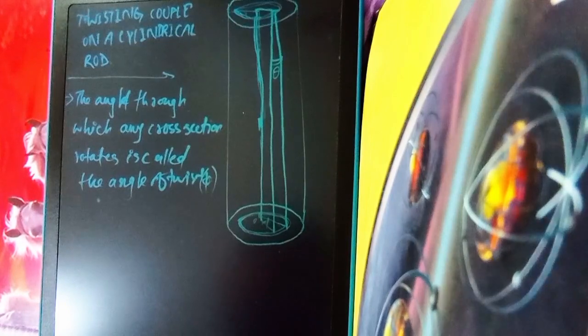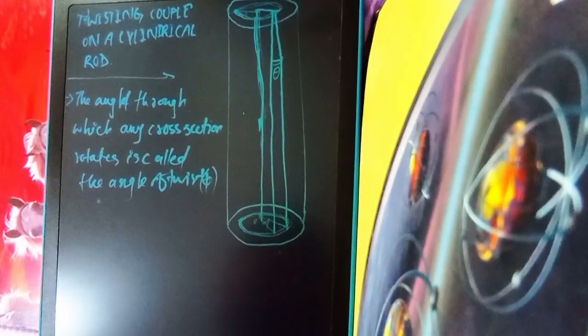Now, as the rod is twisted, a restoring couple is set up in it due to the elasticity of the material. In equilibrium position, the restoring couple is equal and opposite to the twisting couple. In order to find this couple, imagine a cylindrical rod to be divided into a large number of thin coaxial cylindrical cells, and consider one such cell of radius x and thickness dx.